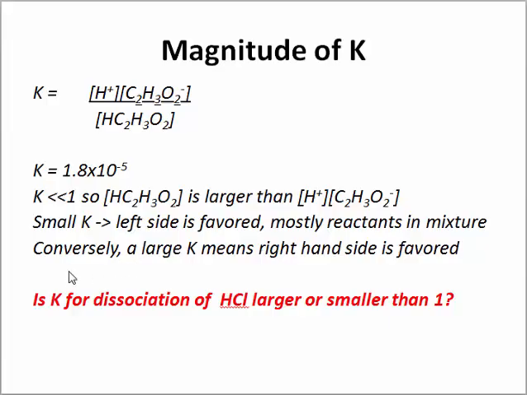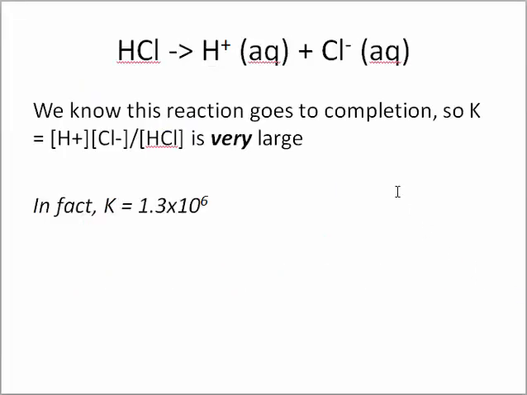So, armed with that knowledge, answer the question: is the K for dissociation of HCl in water larger or smaller than 1? Again, this is for dissociation of HCl in water. You know HCl is a strong acid, unlike acetic acid. So, you were originally told that this reaction essentially goes to completion and all the HCl breaks up into H plus and Cl minus. So K for this reaction must be very large.